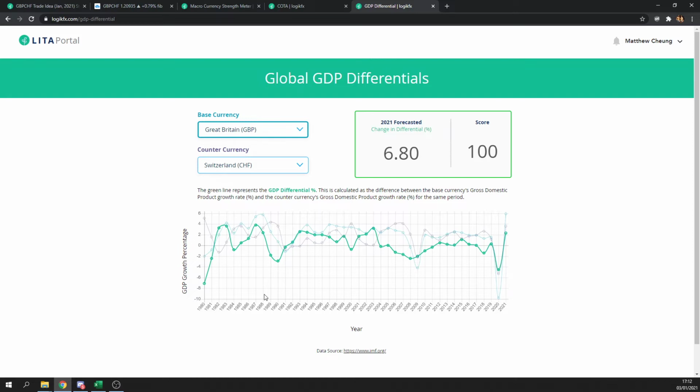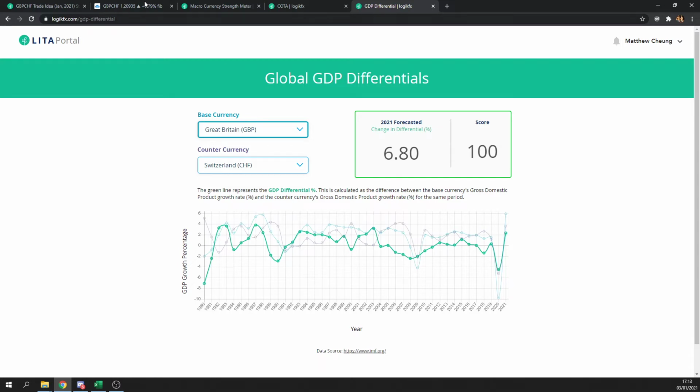And this is actually bullish for the pound, because we can see that overall in 2021, the IMF is forecasting the UK to grow much faster than Switzerland. And it's creating this bullish bias in our overall system and analysis. And you can see here there's a 6.8% change in the differential for the UK since last year.